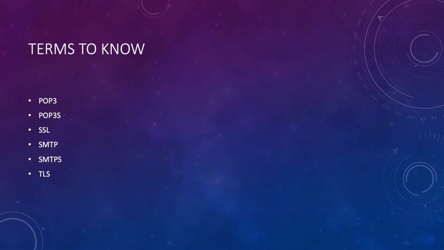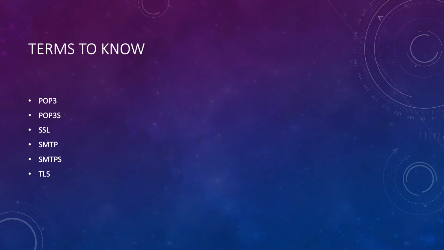There are just a few terms that I want everyone to know before we dive into this presentation. The first one is POP3. POP3 is Post Office Protocol 3. It is the third and most current version of this mail protocol. What POP3 does is it allows the client to retrieve their mail to the mail client from the mail server.